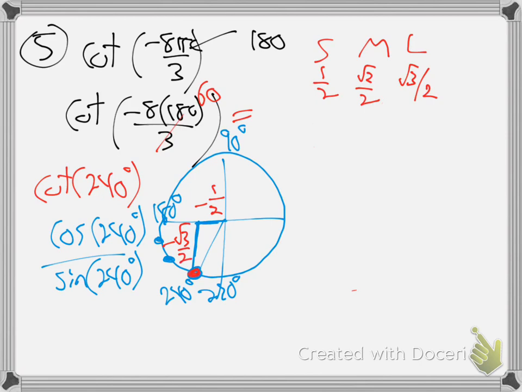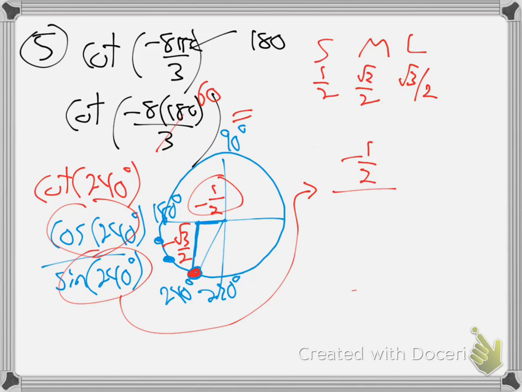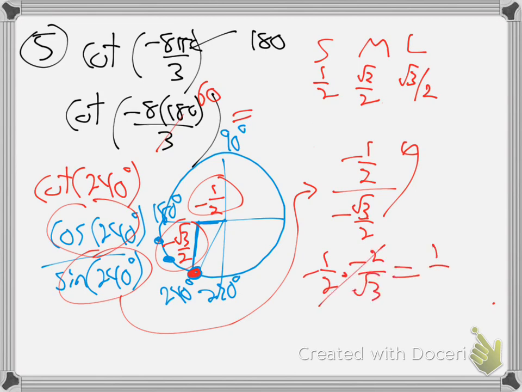It's only back a little bit, down a lot, right? This 240 is almost to 270. Okay, so what's the cosine? The x. So this equals the cosine on the top, minus a half, over the sine on the bottom, which is the y, minus root 3 over 2. You know what to do. Flip it up. Minus a half times minus 2 over root 3. The 2's cancel. Two negatives make a positive.